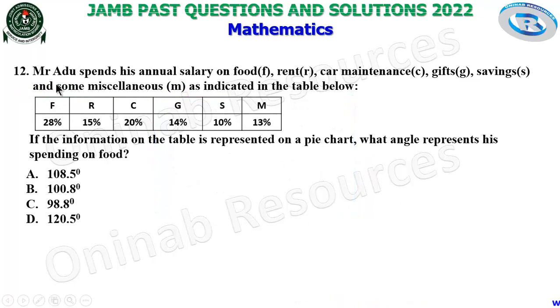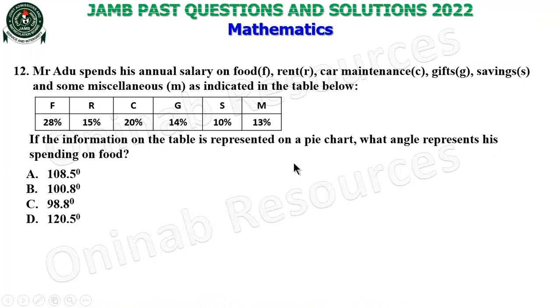For problem 12, Mr. Adu spends his annual salary on food, F, rent, R, car maintenance, C, gift, G, savings, S, and some miscellaneous, M, as indicated in the table below. So we have the percentages and the letters representing the items he spends his money on. So if the information on the table is represented on the pie chart, what angle represents his spending on food?